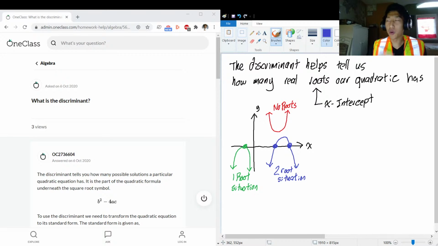Now let's think, would it be possible to have a three-root situation? Absolutely not. Because no matter which way you flip these parabolas, move them up and down, you'll never be able to get three intersections with the x-axis. And of course, if we're trying to go -1 roots, that question doesn't even really make sense. So we know that all quadratics can have a maximum of 2 roots, or they might have 0 roots, or they might have 1 root. So these are our root number possibilities.